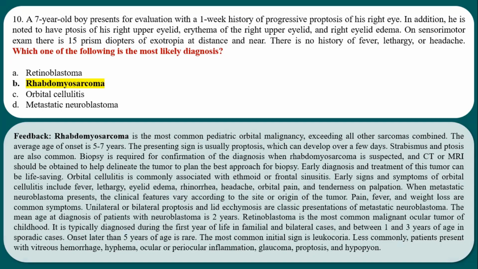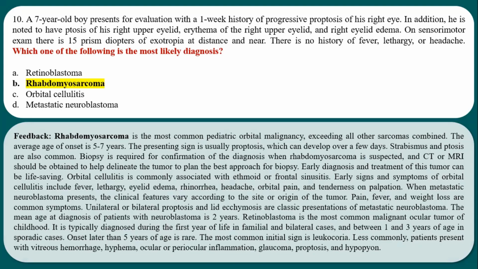When metastatic neuroblastoma presents, the clinical features vary according to the site of origin of the tumor. Pain, fever, and weight loss are common symptoms. Unilateral or bilateral ptosis and lid ecchymosis are classic presentations of metastatic neuroblastoma. The mean age at diagnosis of patients with neuroblastoma is 2 years.